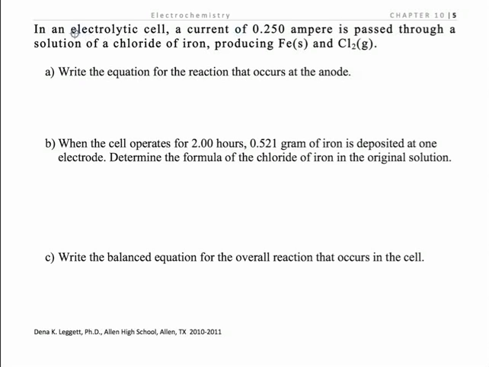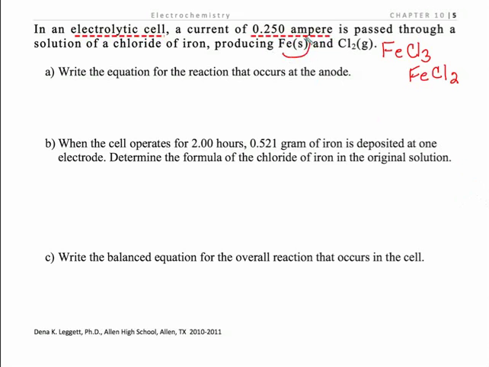Important, you want to underline these. An electrolytic cell. That means we're dealing with a situation that is not spontaneous. Now, I have a current of 0.25 amps. And I have an iron chloride. Hopefully you can guess that I have either FeCl3 or FeCl2. It's not absolutely crucial yet for the question, but if your mind can go that direction, it will help.